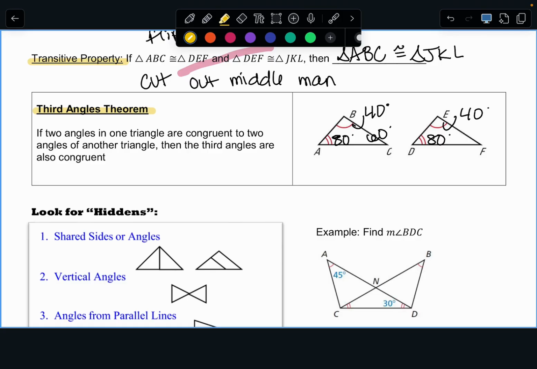It says if two angles in one triangle are congruent to two angles in another triangle, in this case, angle A was congruent to angle D, and angle B was congruent to angle E, then we can skip over all the random math that we just did, and we can just say that the third angles are also congruent. So angle C is congruent to angle F. So we don't have to show it mathematically. If we have two congruent angles in a triangle, the third angles are also congruent. Okay? You'll have to use that in a proof eventually.